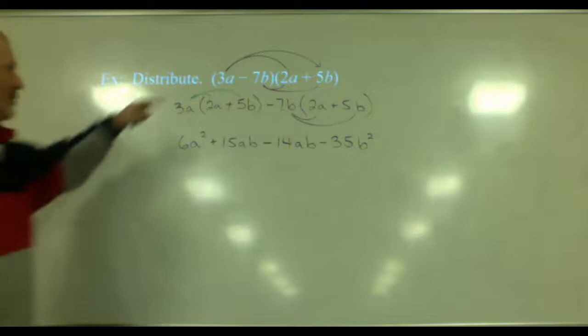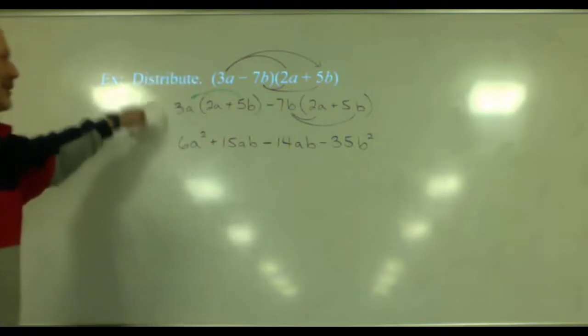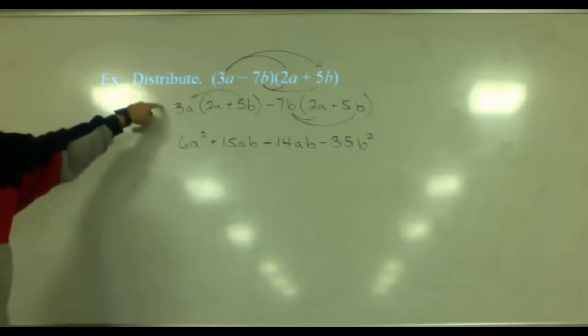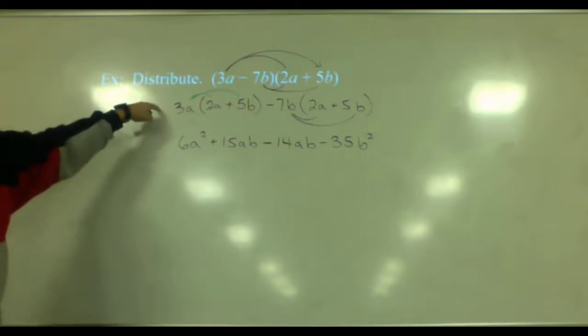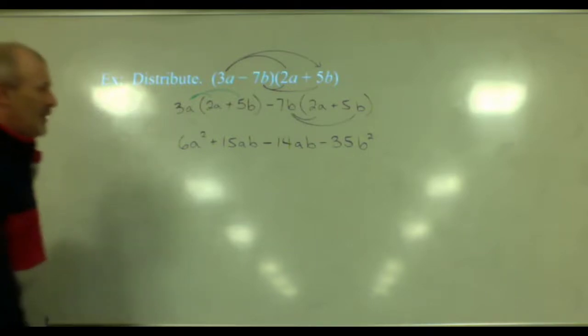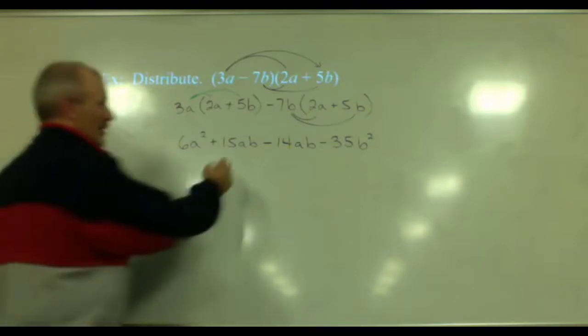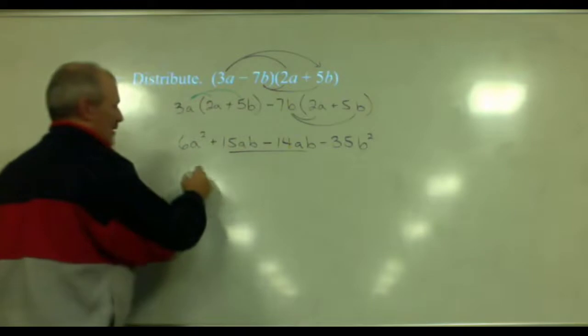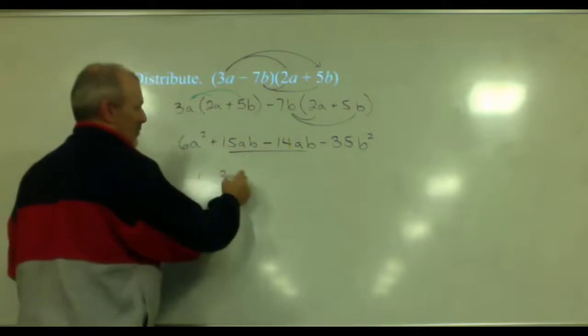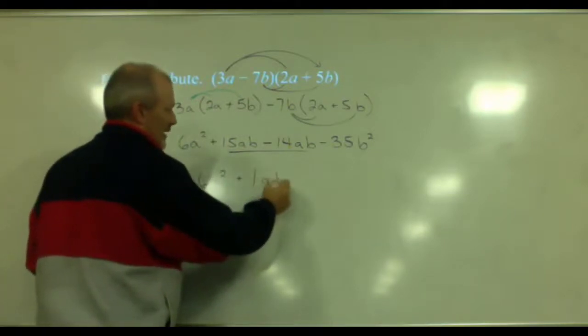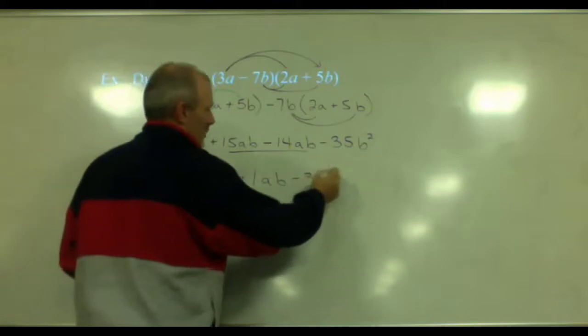Now again, normally we would do this and jump straight to here, but I'm going to be bringing us back to this, so I want to make sure that we've seen this. And then what would we do to finish this up? Yeah, these two are like terms. So 6a squared plus 1ab minus 35b squared.